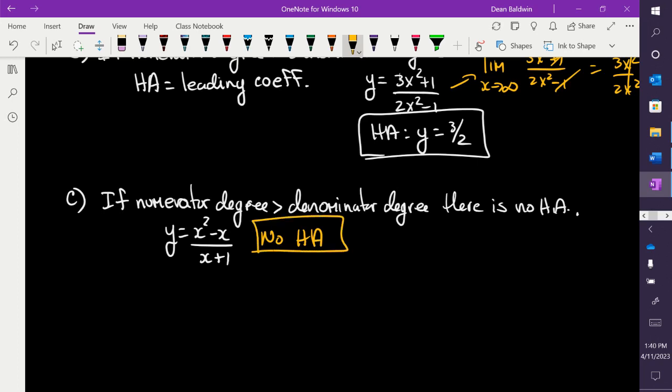But there still is an asymptote. Okay? It's called a slant or oblique asymptote, and that's what we're going to calculate right now. So I think Mr. Steed did this, if you were in his class. Okay. So no horizontal asymptote, but there is what's called a slant or oblique asymptote.